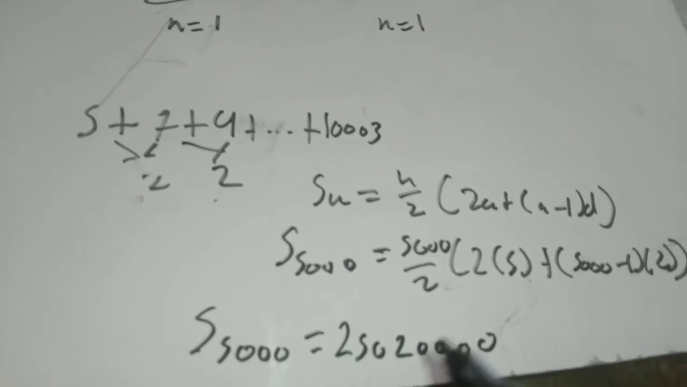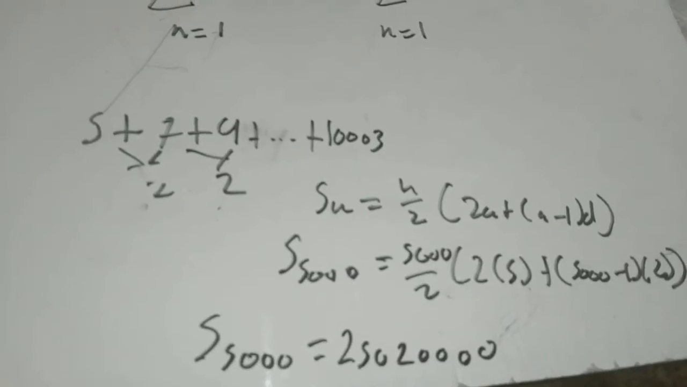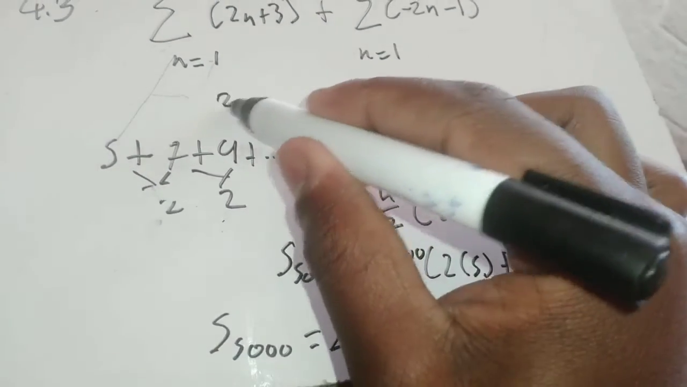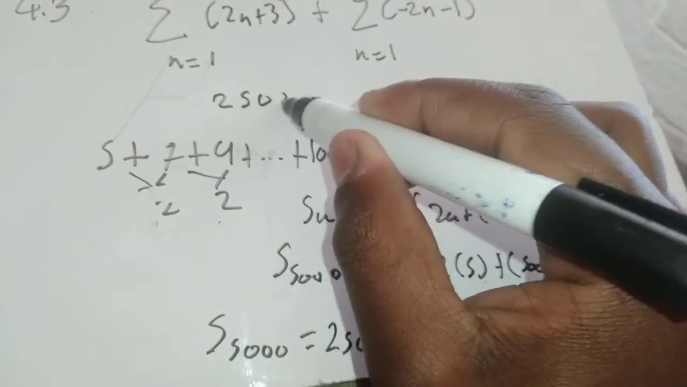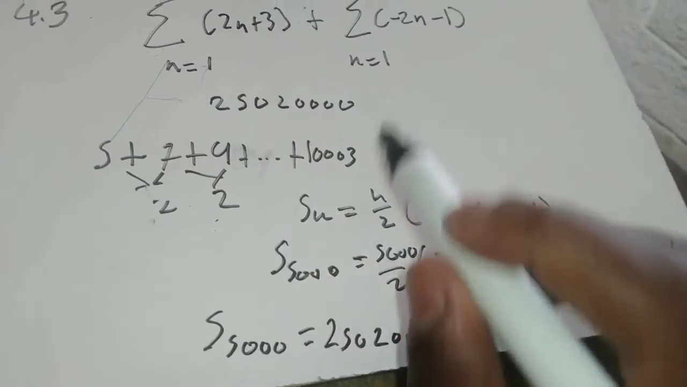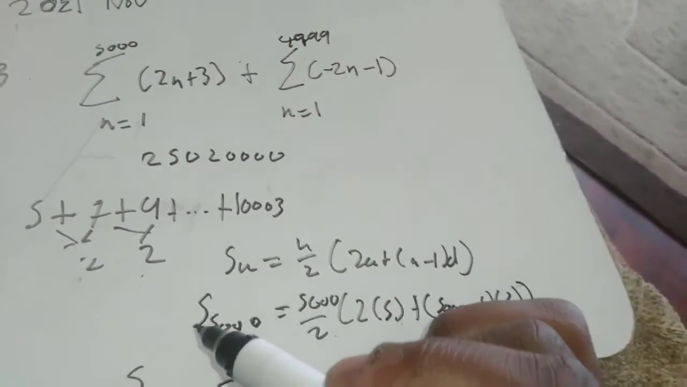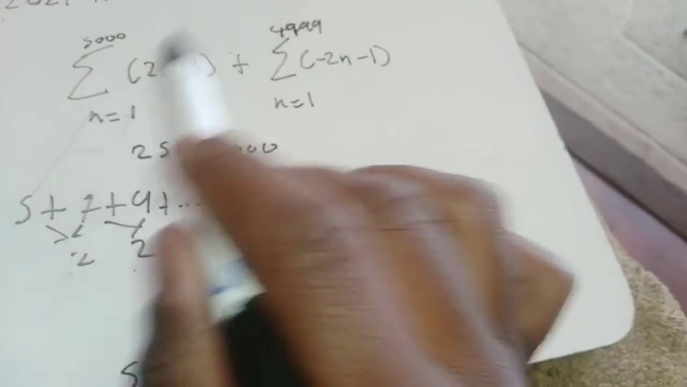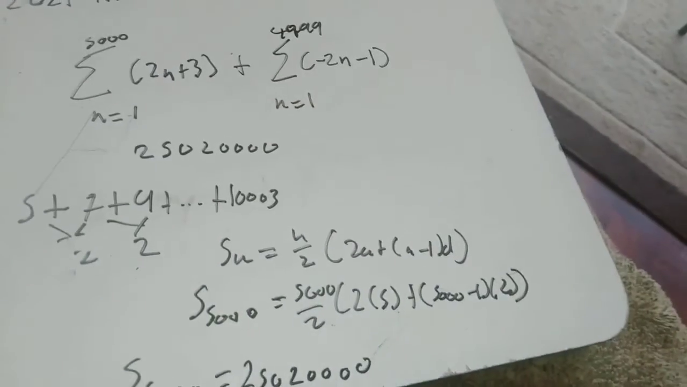And when you type this in a calculator, you will get this as your value. So we got the first part, right? So the first part was 250200000. That's what we got. So now we need to deal with this the same way. So let's evaluate this, then we have to add them together.